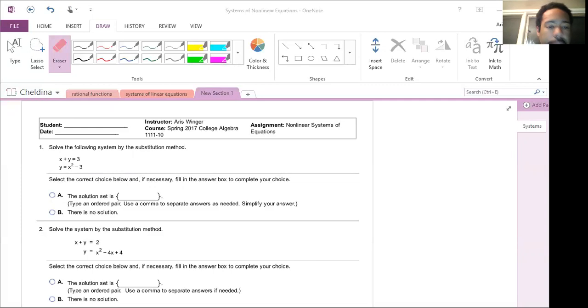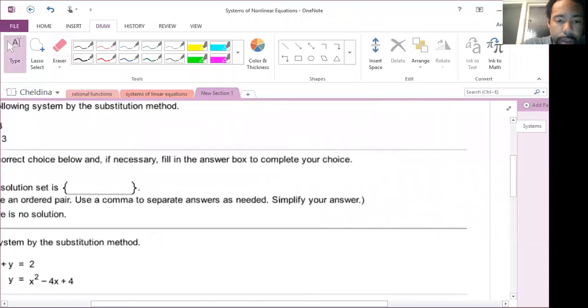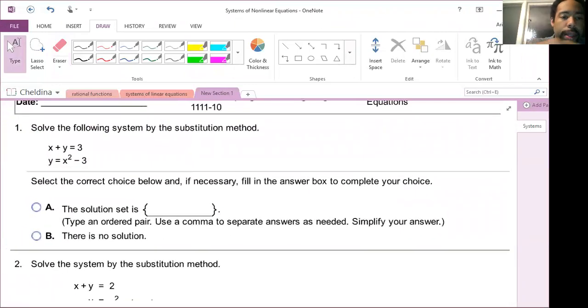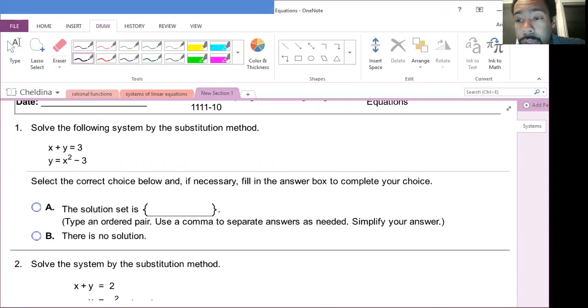Nonlinear systems of equations. The way that we'll be doing these is that we will be using the substitution method almost exclusively. There might be one in which we're doing the addition method, but for the most part, we will be doing the substitution method. When we do the substitution, we will be left with a nonlinear equation, which will usually be a quadratic, and we should then be able to solve.